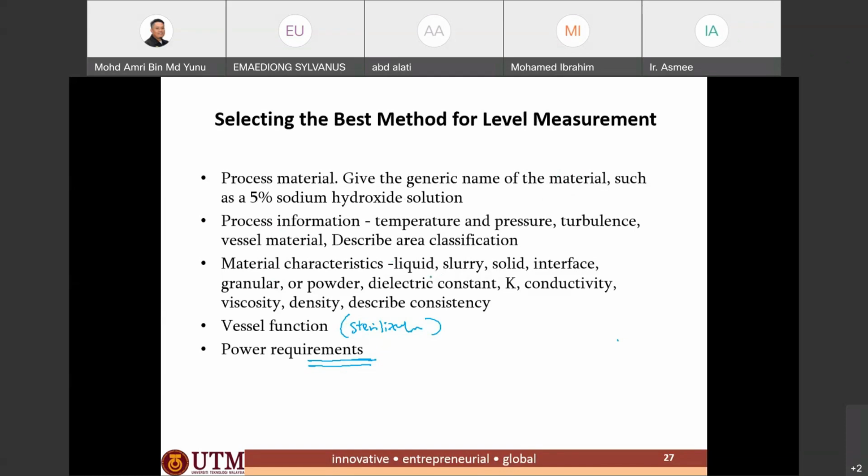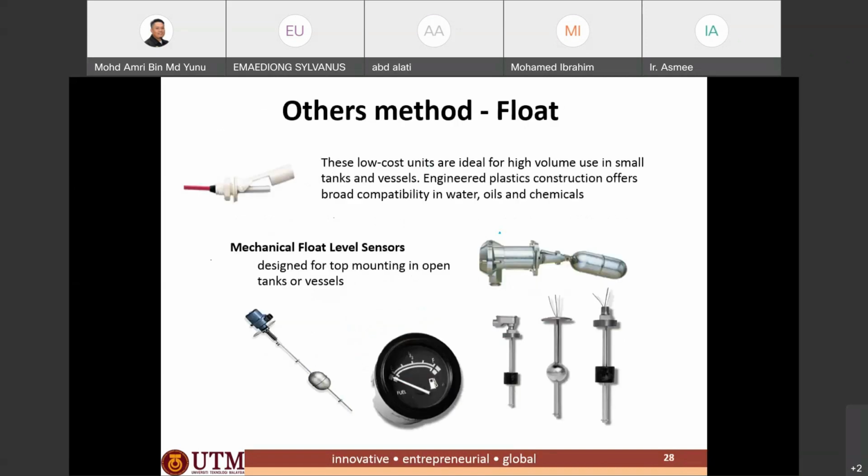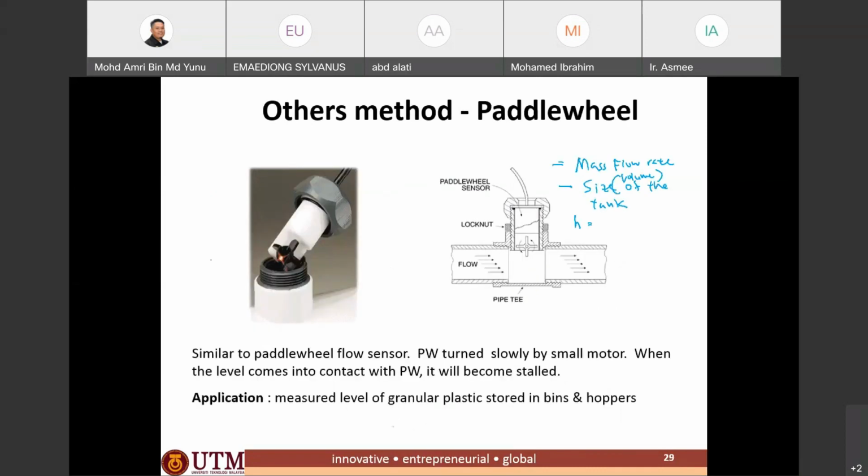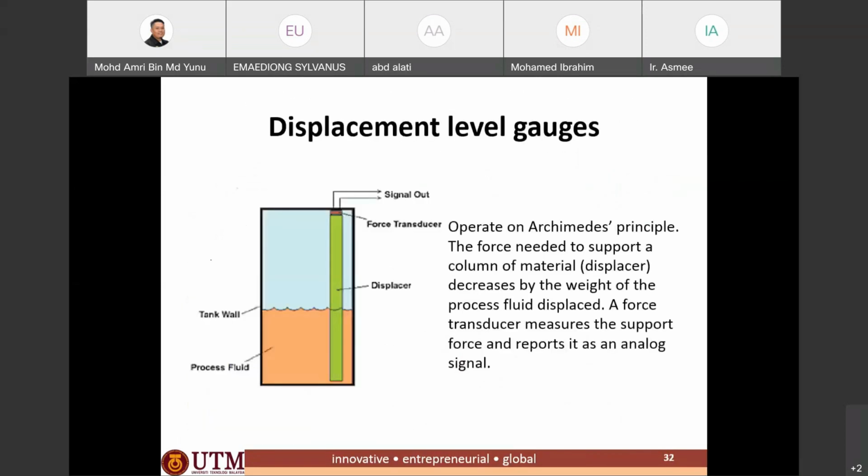You need to know whether the material is conductive or insulative. If it is highly insulative, it is better to use the capacitance method. And there are mechanical methods, like the float we have in our toilet tank. I will skip this one.